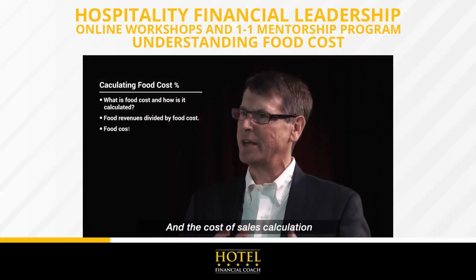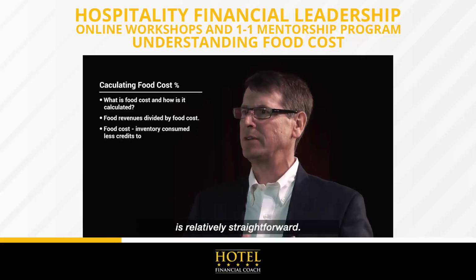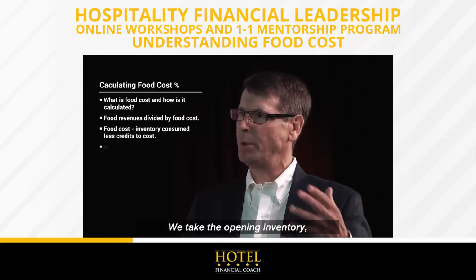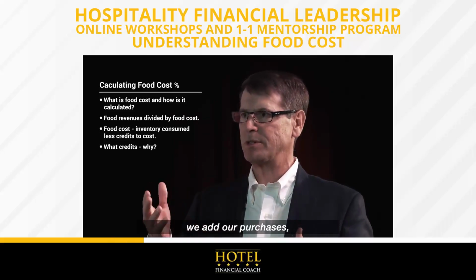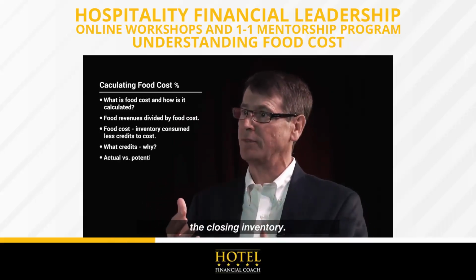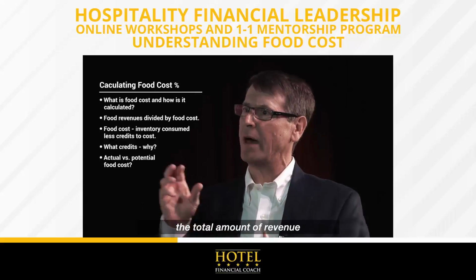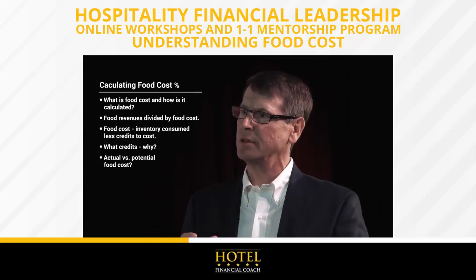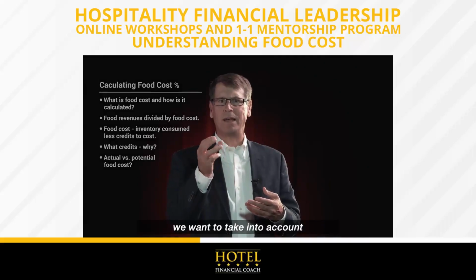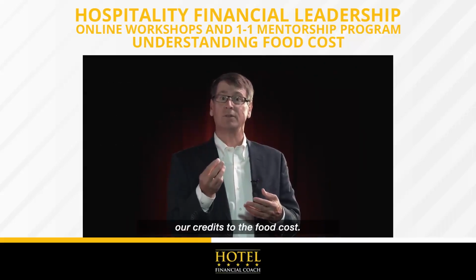And the cost of sales calculation is relatively straightforward. We take the opening inventory, we add our purchases, and then we subtract the closing inventory. We divide that number into the total amount of revenue producing the food cost. But before we do that, we want to take into account our credits to the food cost.